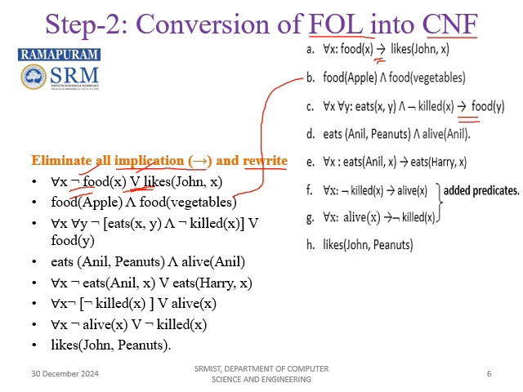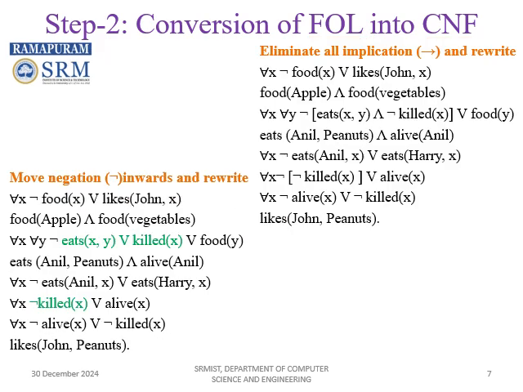So the second step is converting the first order logic into the CNF model. Now we'll see the third point. The third step is the conversion of the first order logic into CNF. Here we have to move the negation inwards, and I have to rewrite the statement. For all x, it implies with the negation sign, food of x or likes, John likes x.